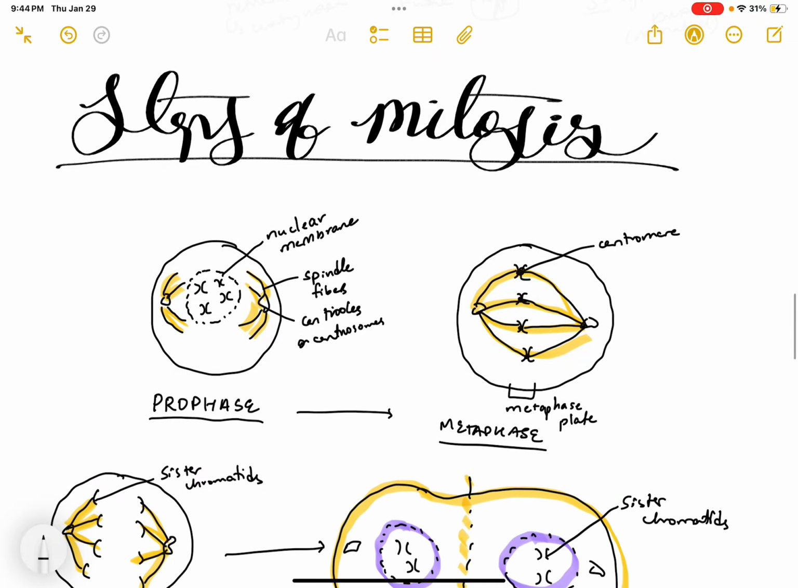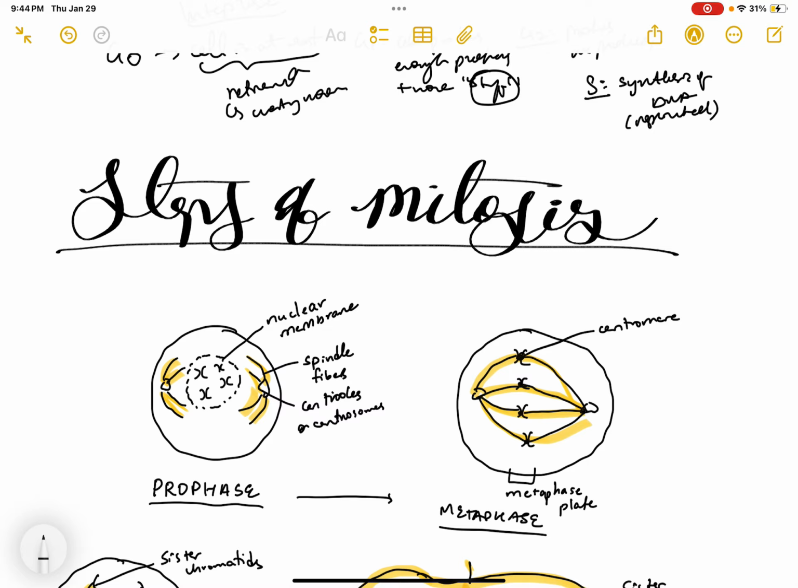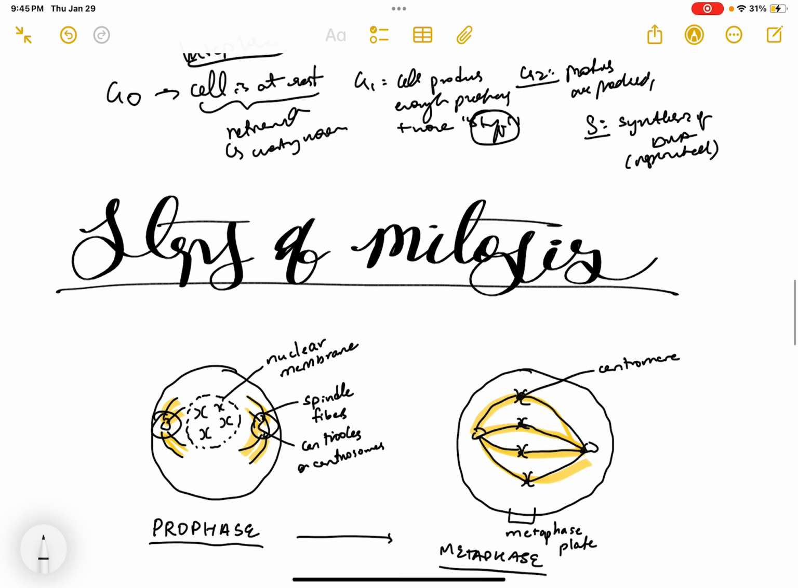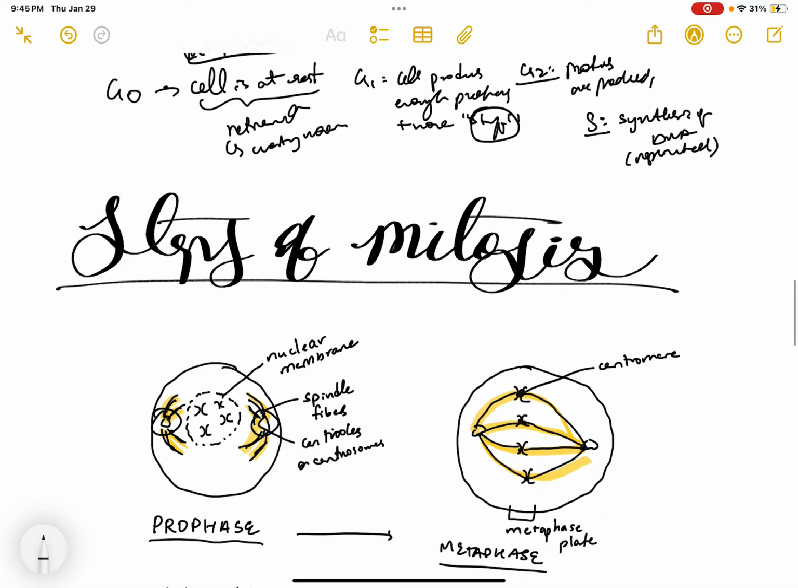So let's learn about the steps of mitosis. First, we have prophase, where we have a cell with centrosomes at opposite poles of the cell, here on the left and right sides, as you can see. The nuclear membrane is starting to disappear, and spindle fibers are starting to develop in this stage from the use of centrioles, which are only found in animal cells, or centrosomes, which are only found in human or somatic cells.